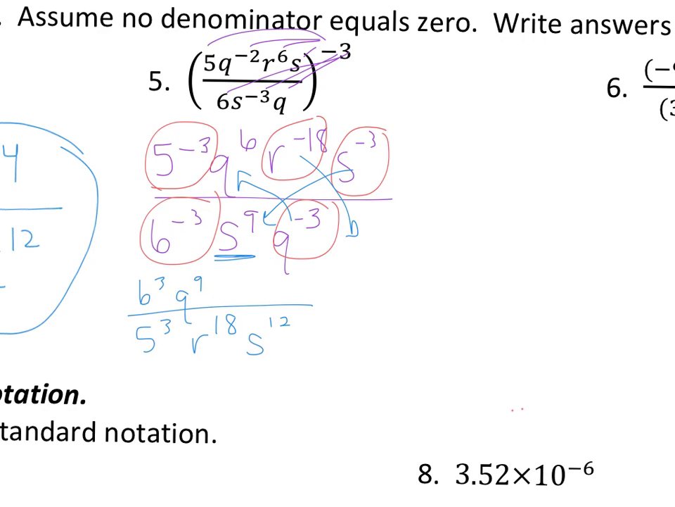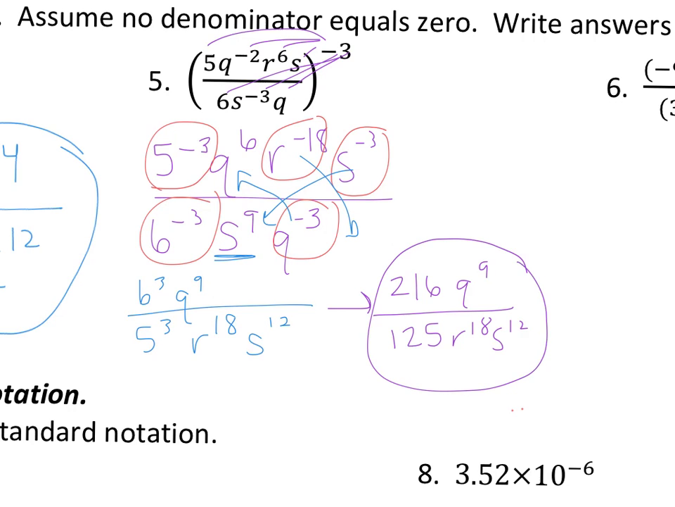So now I'm going to go ahead and simplify my coefficients, and 6 cubed is 216, 5 cubed is 125, then I will leave my exponents as they are, Q to the 9th, R to the 18th, S to the 12th, and then I don't have any negative exponents left, and I've simplified everything I can because there's nothing that goes into both 216 and 125, so I will leave my answer like that.